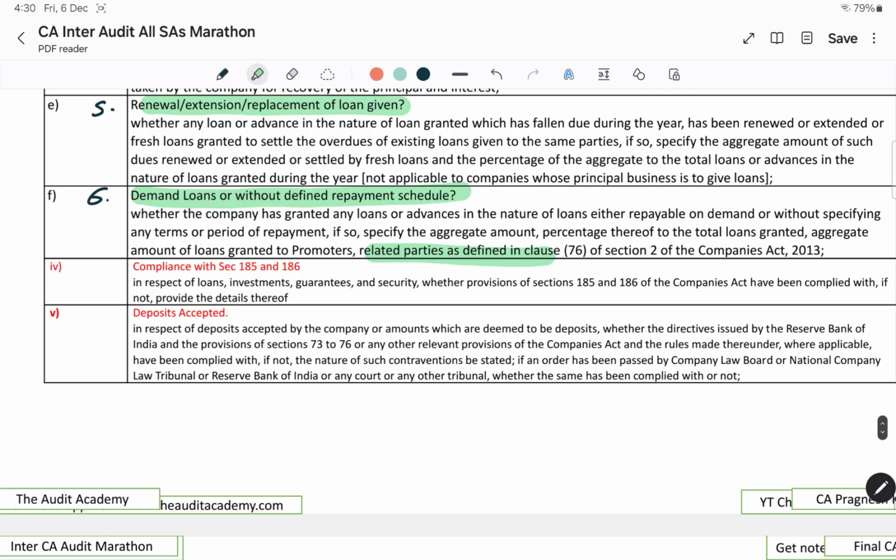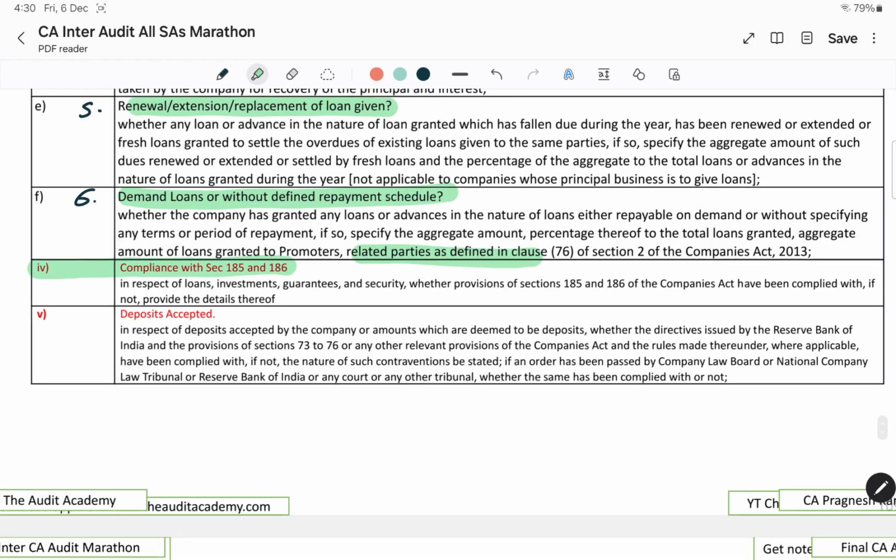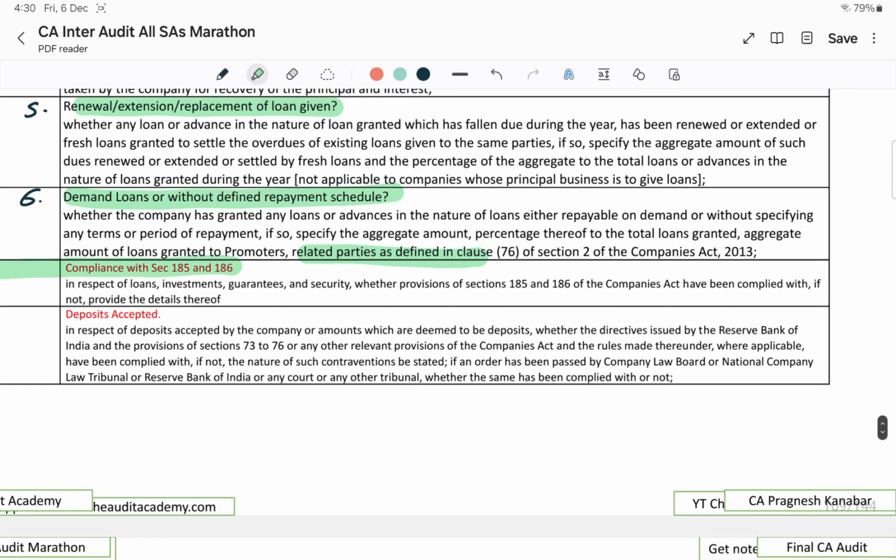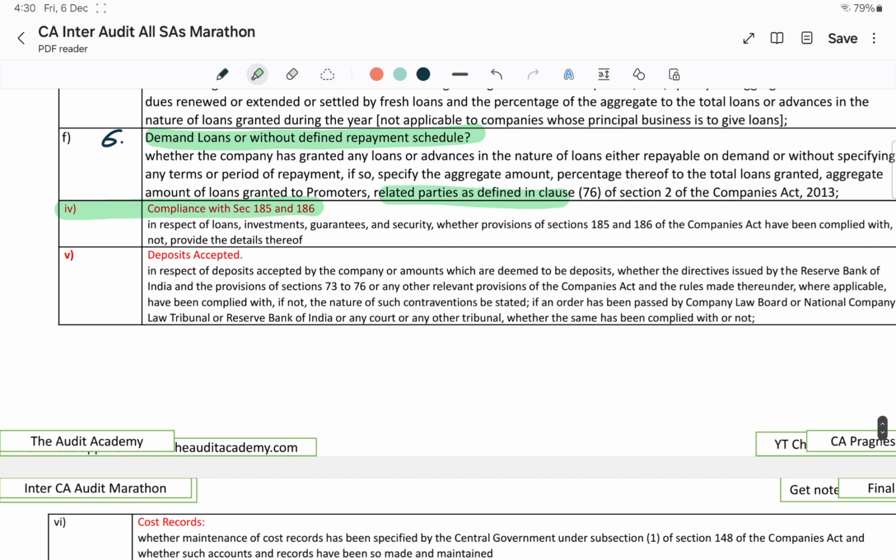The next is clause 4 of the CARO report, compliance with section number 185 and 186. In respect of the loans, investments, guarantee and security, whether the provisions of section 185 and 186 of the Companies Act 2013 have been complied with. If not, then provide the details thereof.